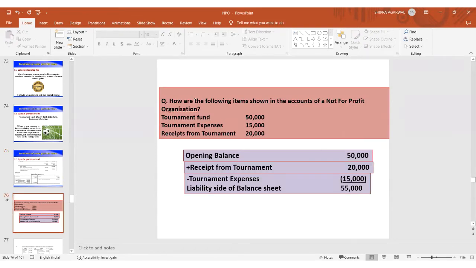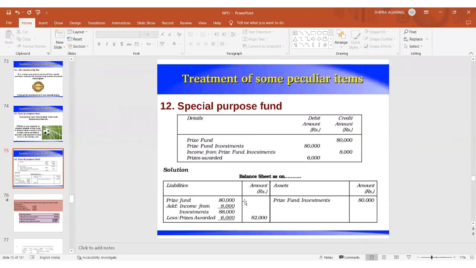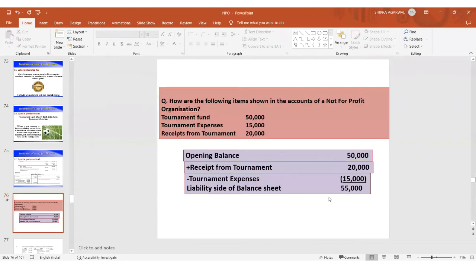Similarly, suppose you have a tournament fund of 50,000, tournament expenses of 15,000, and receipts from the tournament of 20,000. See, in this case, I have shown it in the balance sheet. In this case, I've just prepared a statement showing what the amount is. So both ways you can deal with it.